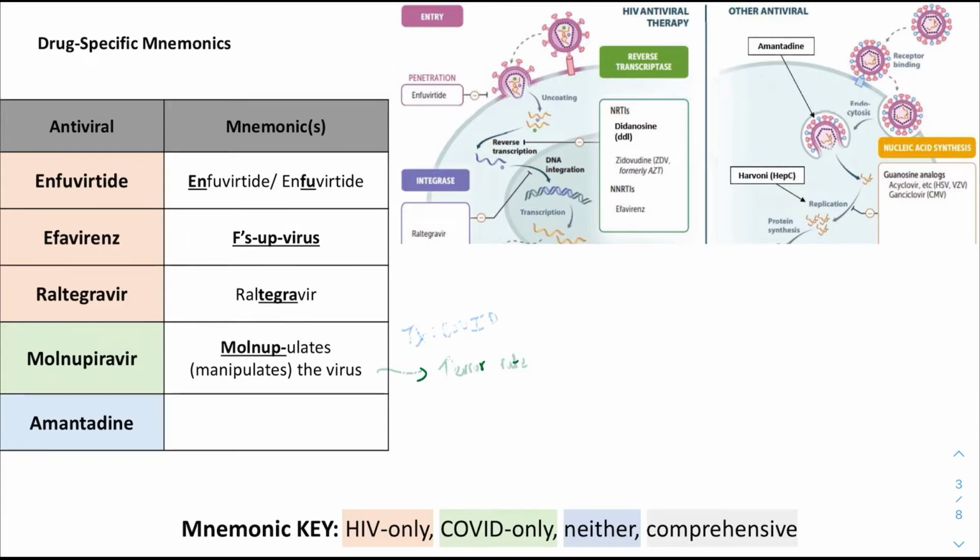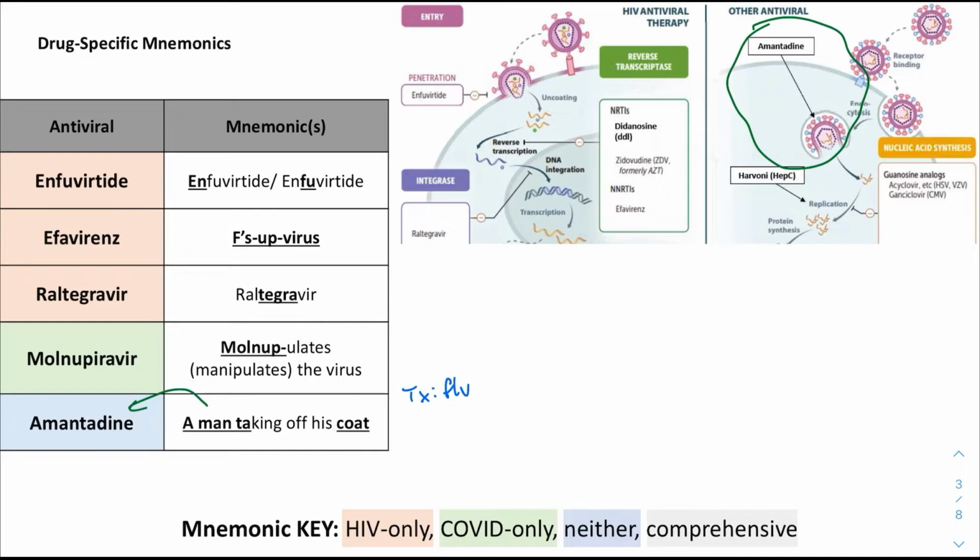Lastly here for drug-specific mnemonics is Amantadine, which is going to be used to treat flu. And the way I recommend to remember this is with the sentence, a man taking off his coat, Amanta for Amantadine, of course, and coat because Amantadine inhibits the ability for the endocytosed virus to be able to remove its coat within the host, meaning that it is having a much more difficult time spilling the viral contents out into the cytoplasm of the cell, inhibiting the ability of flu to infect the host and replicate within the host.